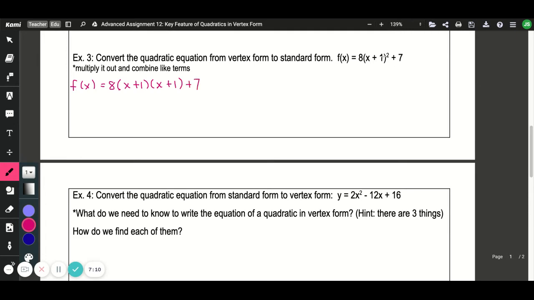So these two are equivalent. Just instead of writing x plus 1 squared, I wrote out 2 of them. We have to distribute this now, which is actually part of our next lesson or our next unit. We're going to be working with polynomials, but I know you can do this part. So we have x times x is x squared. x times 1 is x. 1 times x is x. And then 1 times 1 is 1. Plus 7.